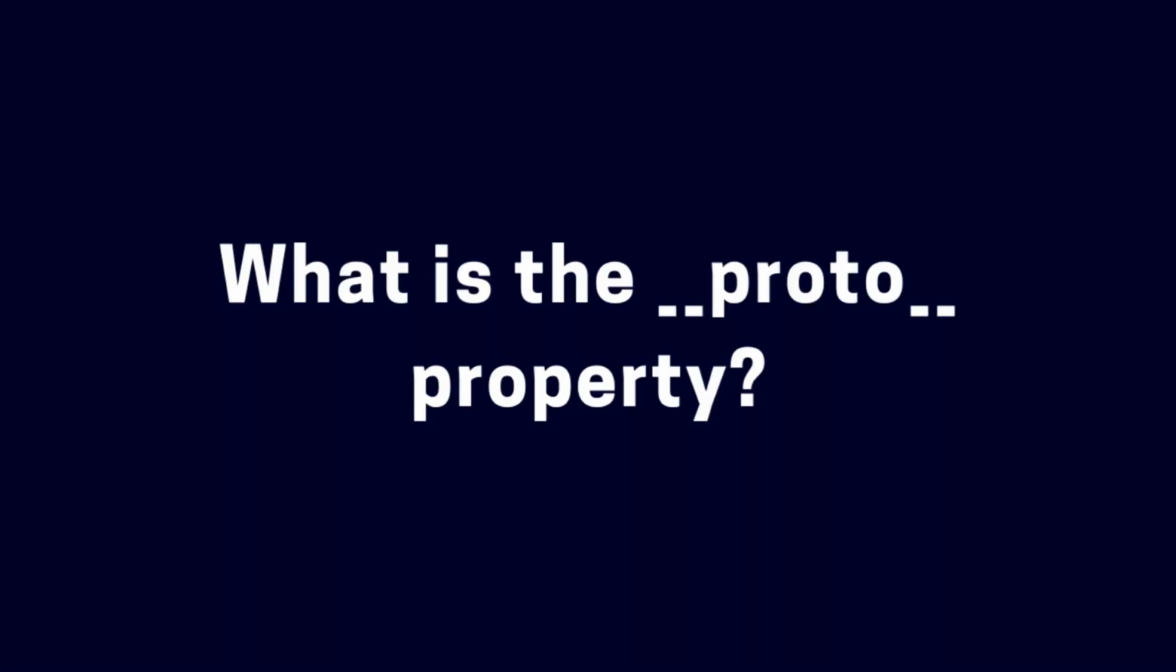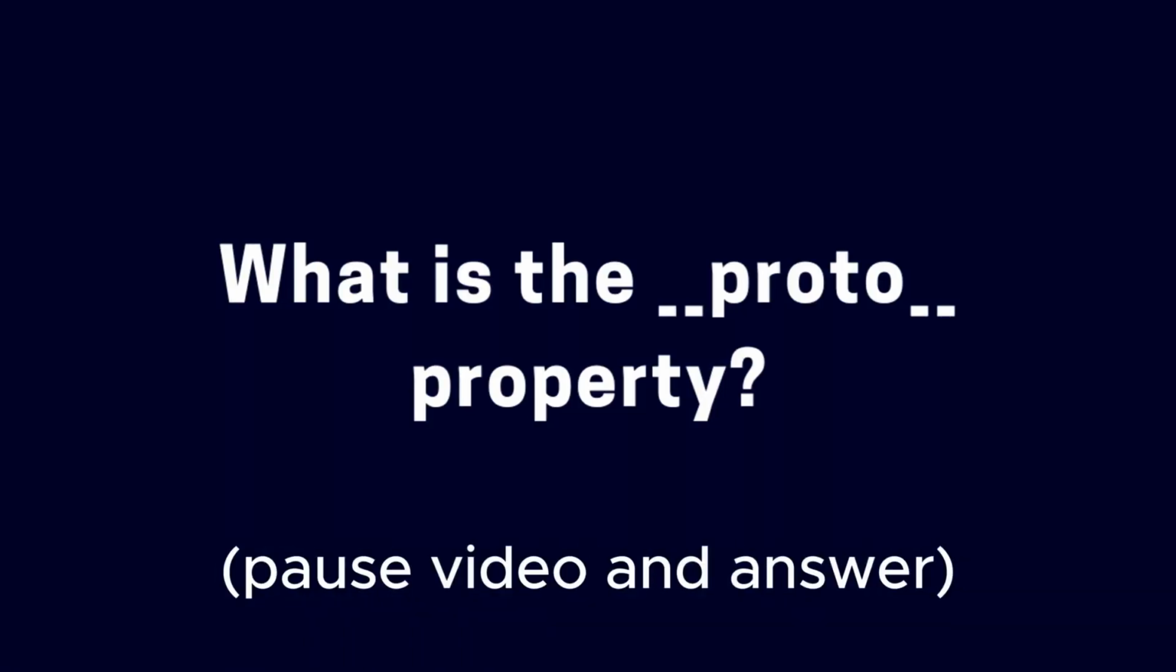What is the __proto__ property? In JavaScript, the __proto__ property is a reference to the prototype of an object. It allows objects to inherit properties and methods from another object. This property is used to set or access the prototype directly, but it is considered outdated. Instead, modern JavaScript uses Object.getPrototypeOf and Object.setPrototypeOf for these tasks.